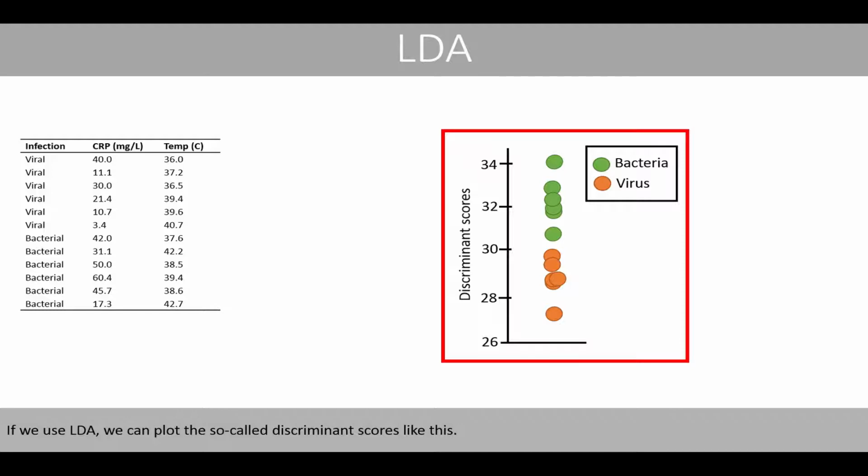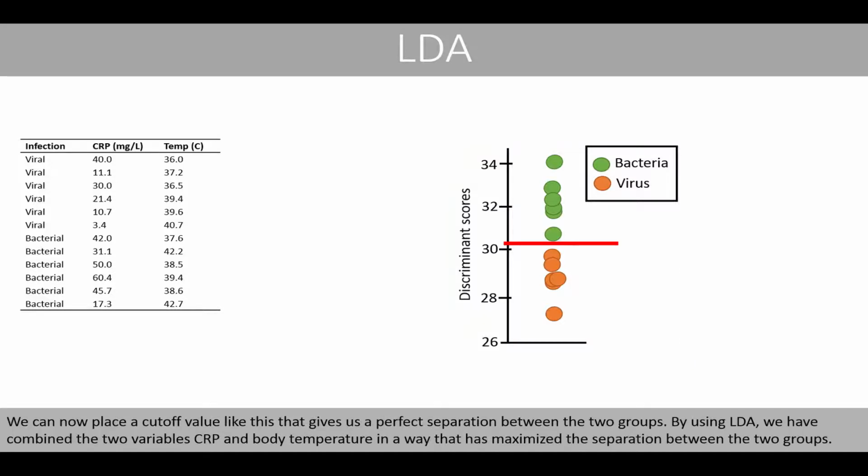If we use LDA, we can plot the so-called discriminant scores like this. We can now place a cutoff value like this one that gives us a perfect separation between the two groups. By using LDA, we have combined the two variables CRP and body temperature in a way that has maximized the separation between the two groups.